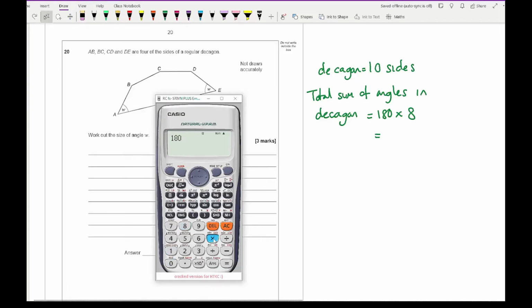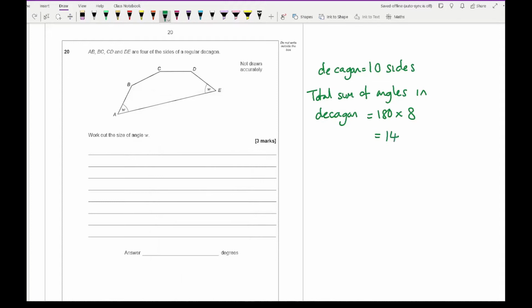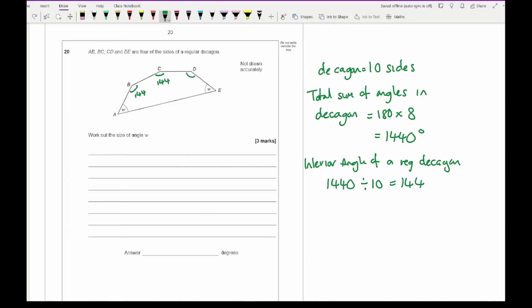180 times 8, which equals 1440 degrees. Now, in terms of the interior angle of a regular decagon, if all the angles are the same, that's going to be 1440 divided by 10, which is 144. So that means that this angle here is 144, this angle here is 144, and this angle here is 144.